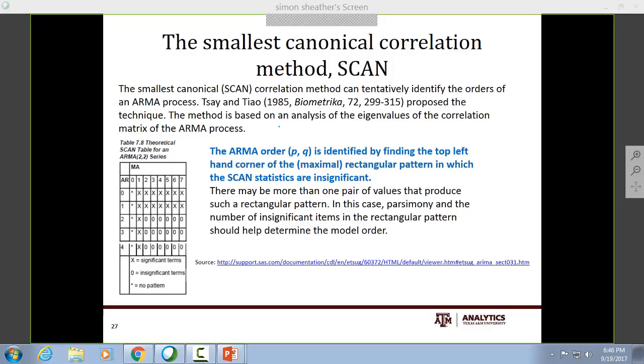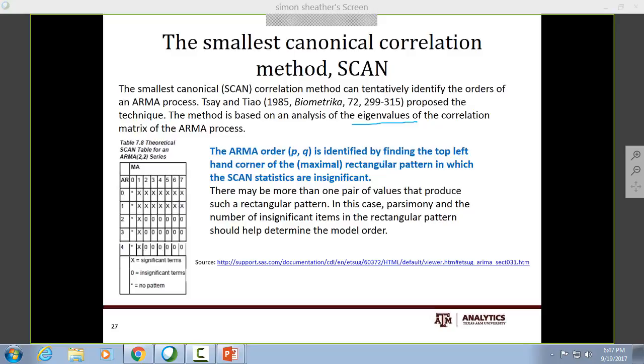What they did was use the multivariate approach. Remember in multivariate analysis with Dr. Dabney, you talked about eigenvalues. Eigenvalues tell you the structure in the data: how many significant variables are there in the data set? And you can use the same idea to figure out what the order P and the order Q is.